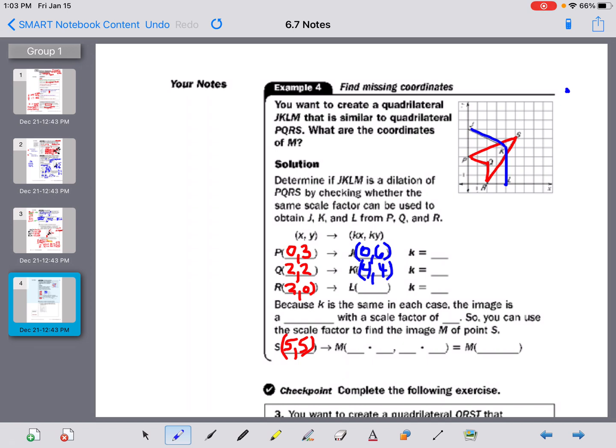And L is at 4, 0. Okay. We have to figure out where to put M to keep everything in the same ratio. I need to figure out K. My K is my scale factor, right? That's what it always is. And anytime we find scale factor, what I like to do is image over actual.